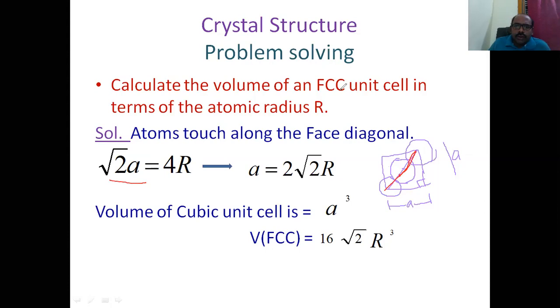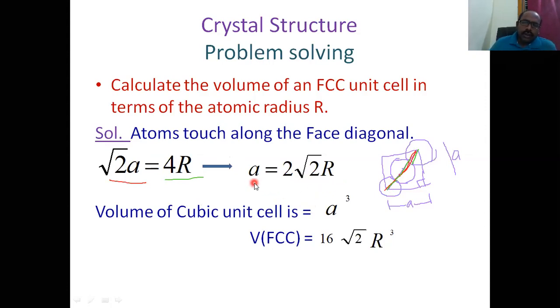But in terms of atomic radius, we are seeing it is 1 r here to here, 1 r, and here to here 2 r, and here to here again one more r. So totally 4 r. That 4 r is equal to root 2 a. From that relation we are getting a. By bringing this root to this side, 4 by root 2, that is 2 root 2. a is equal to 2 root 2 r.